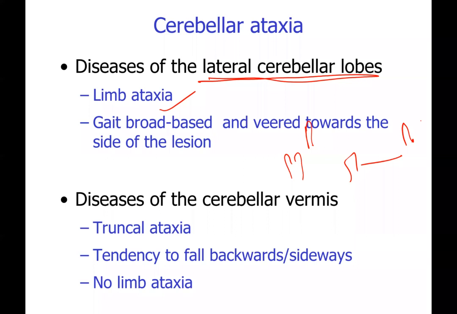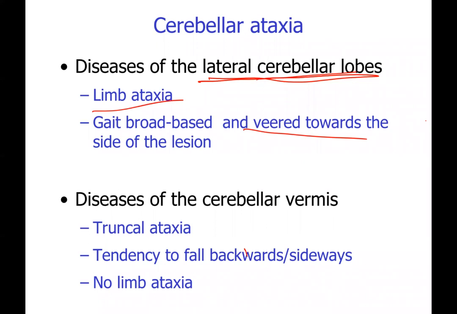And if it is a right cerebellar hemisphere problem, you tend to shift towards the right side when walking. If you draw a straight line and ask the person to walk along that line, the person will have a broad-based gait as well as move towards the right side, and cannot follow this line. Drunken people also have the same problem because their cerebellar coordination may be out. So remember this: these are the lateral lobe problems. You get this limb ataxia, veering towards the side of the lesion and all.